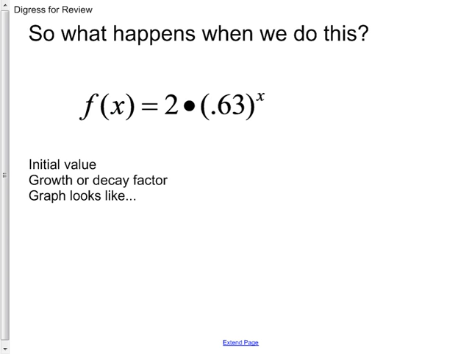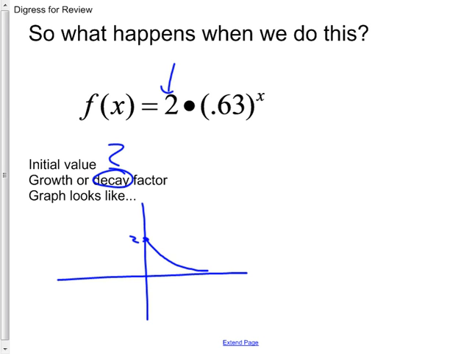All right. So what happens when we do this? Well, I know the start value. What was it? 2. Did it grow or decay? Decayed. And that means it decayed 63%. True or false? False. It must be 37. Okay, 30% drop. And then the graph would look like, well, if it's decay, it starts here at what? 2, and it goes down, right? How steep it goes down depends on how much decay factor there is.